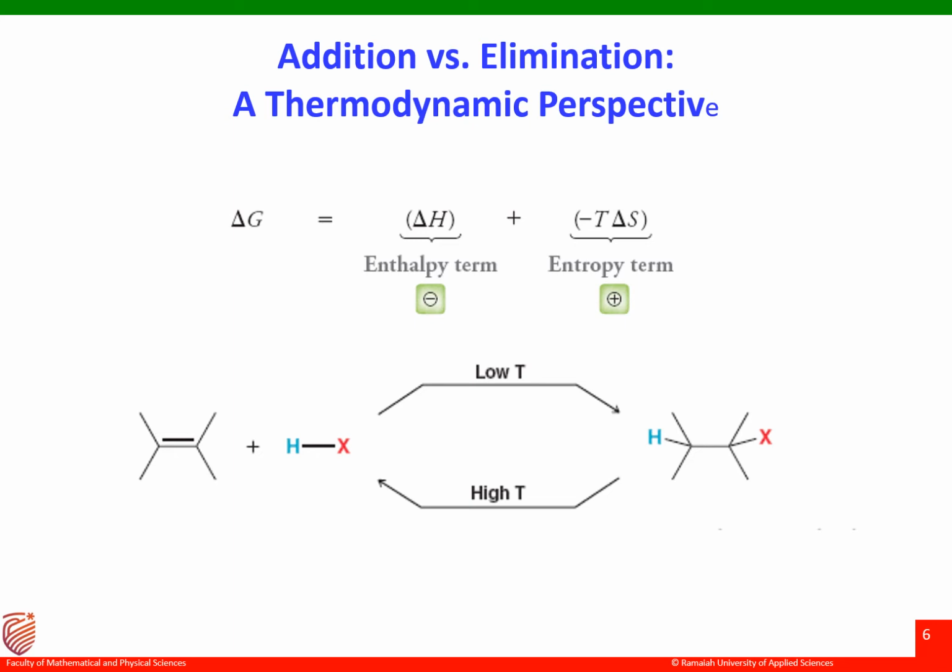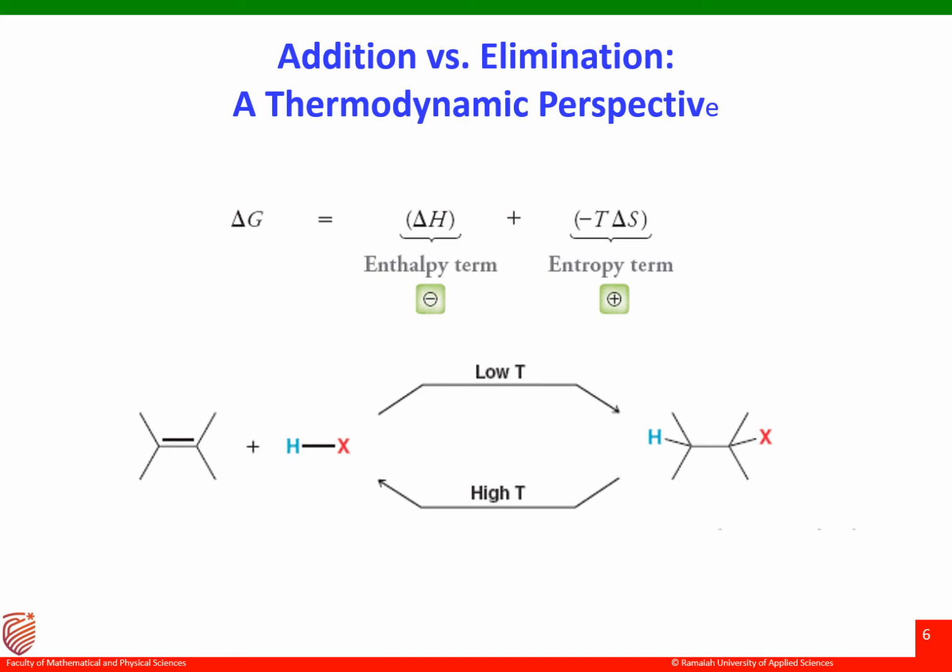At low temperature, the entropy term is small and the enthalpy term dominates. As a result, delta G will be negative, which means that products are favored over the reactants, wherein the equilibrium constant K will be greater than 1. In other words, addition reactions are thermodynamically favorable at low temperature.